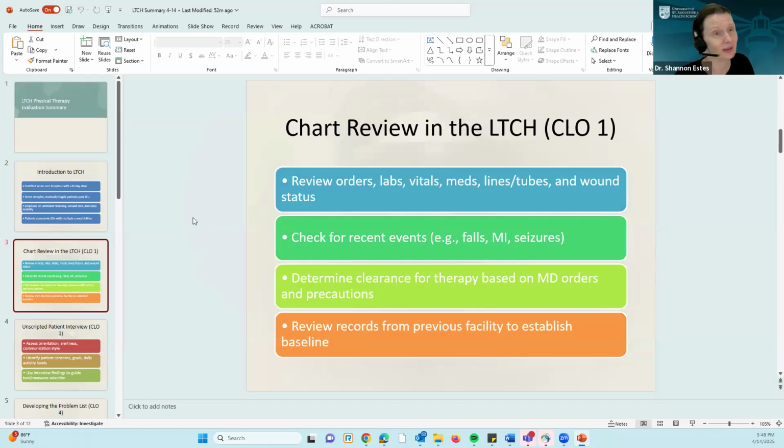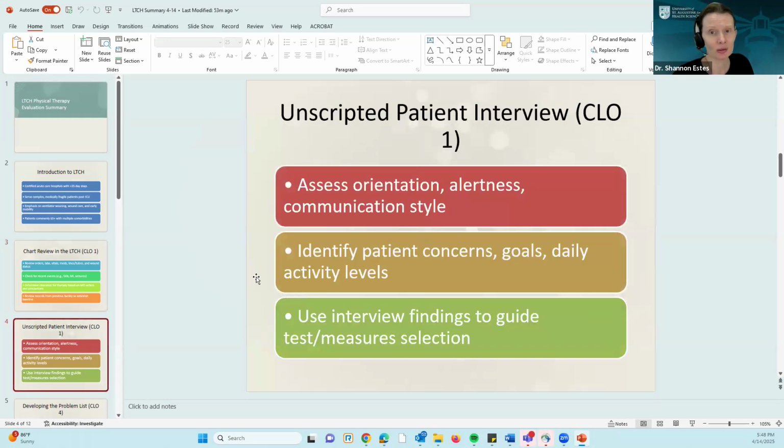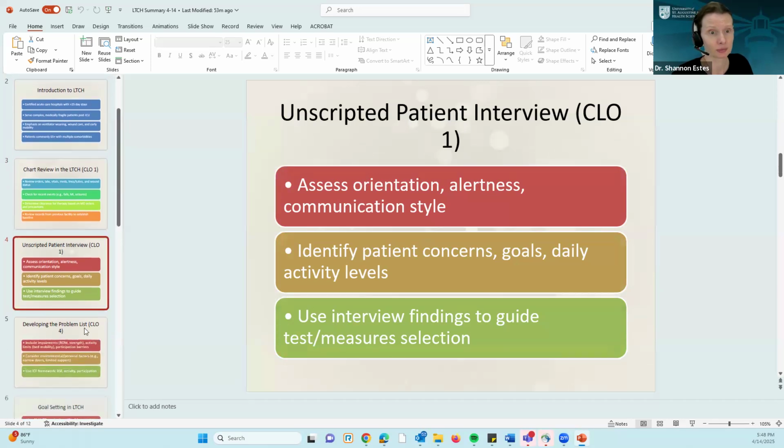The nice thing is your chart review really isn't that much different. You're looking at all the same stuff: all their labs, their vitals, their lines and leads, and their notes, what they did for therapy, maybe when they were in the ICU, and what their doctor is recommending. Do they have specialized precautions, or are there orders for a full PT eval and treat? Really nothing new to that. Same with your patient interview. You still want to get the same information as if you were in any other setting.